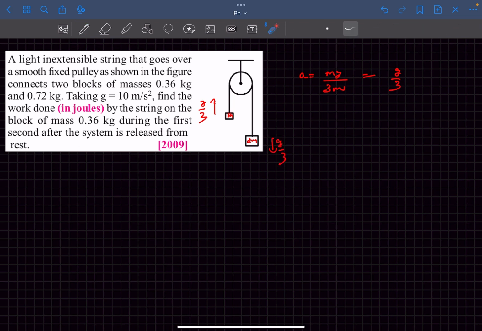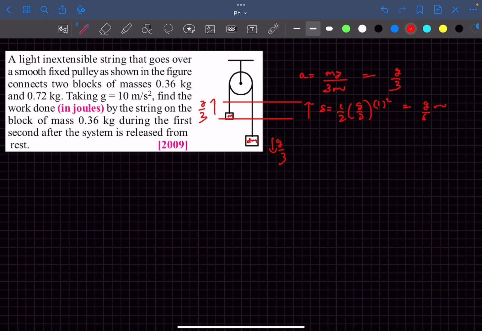Both these blocks are moving with an acceleration of g by 3. So in 1 second, what will be the displacement of the small block? We can easily find the displacement of the block m using kinematics. It will be half times g by 3 times t squared. So this comes out to be g by 6 meters.